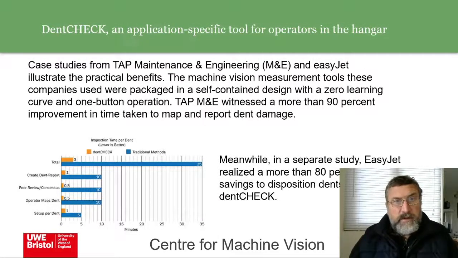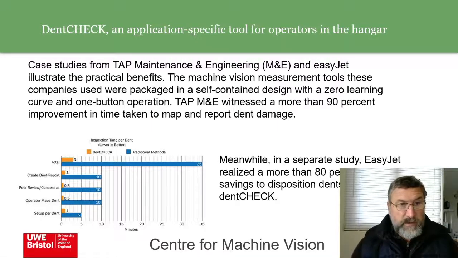Yeah, case studies in maintenance and engineering for EasyJet are illustrating the benefits we can get with these kinds of techniques. In a self-contained design with zero learning curve, we witnessed more than 90% improvement in the time taken to map and report dent damage. I mean, 90% improvement, that's pretty dramatic. And it's showing the different improvements in terms of the dramatic reduction in time from the blue traditional methods to the orange with the new vision tools. And you can see it's a dramatic decrease in all these different areas to do with the inspection.